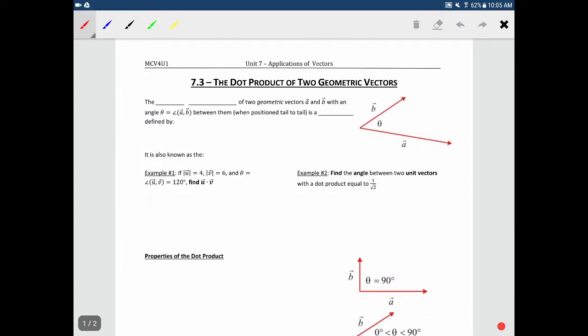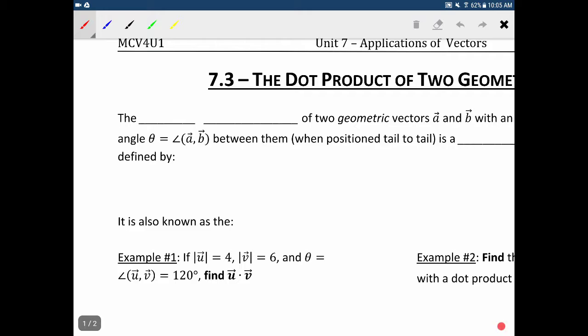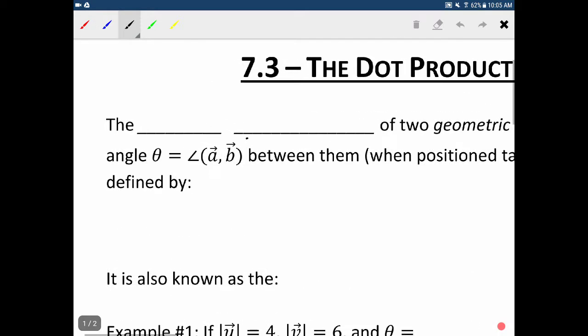Hey guys, today we're going to take a look at the dot product of two geometric vectors. So your first question, of course, is what is a dot product? I'm glad you asked.